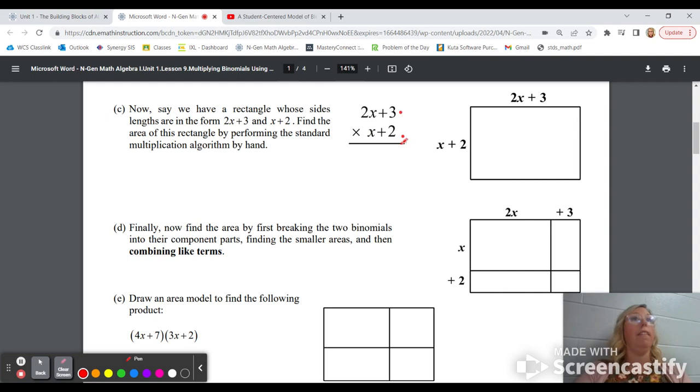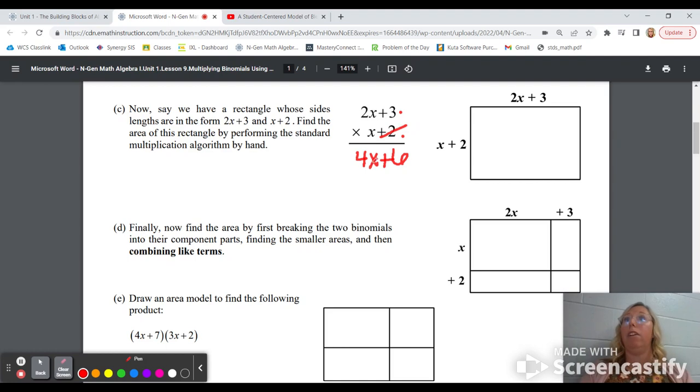So we start at the 3 and the 2, just like we did earlier. What's 3 times 2? 6. And then it's a positive 6, right? So we're going to put a plus sign in front of it. And then we've got 2x that needs to be multiplied times 2. What's 2x times 2? 4x. All right, have we multiplied everything in the top times that 2? Yes, so we're done with the 2.